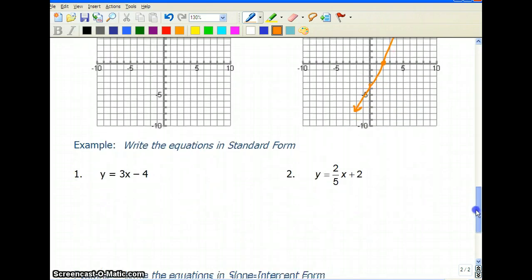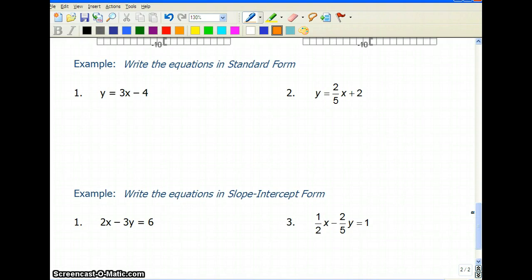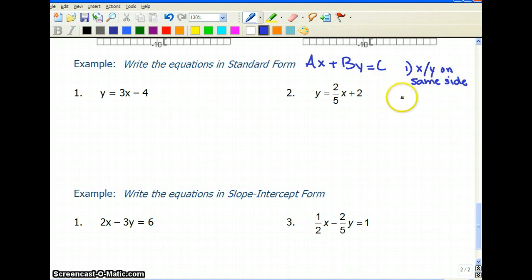All right, to do these last 4, write the equations in standard form. Now we have to understand standard form. That's our ax plus by equals c. So things to remember, we want the x and the y on the same side. And then there's 2 little rules you have to remember. The numbers will not be fractions. So we don't want any fractions in our problem, so we're going to have to take care of those. And then the number in front of the x has to be positive. And that would be true standard form.